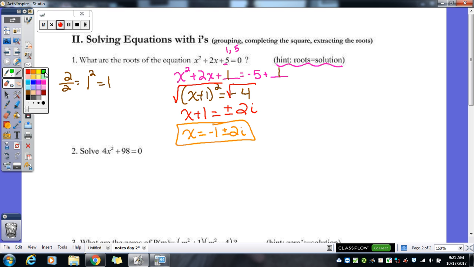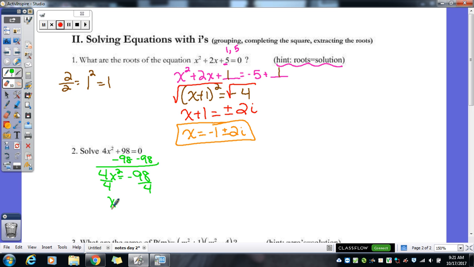Alright, let's take a look at our second one. We got 4x squared plus 98 equals 0. So I'm going to try getting my x squared on its own. That's what we call extracting our roots. So I'm going to subtract my 98. So I get 4x squared equals negative 98. Let's divide by 4.